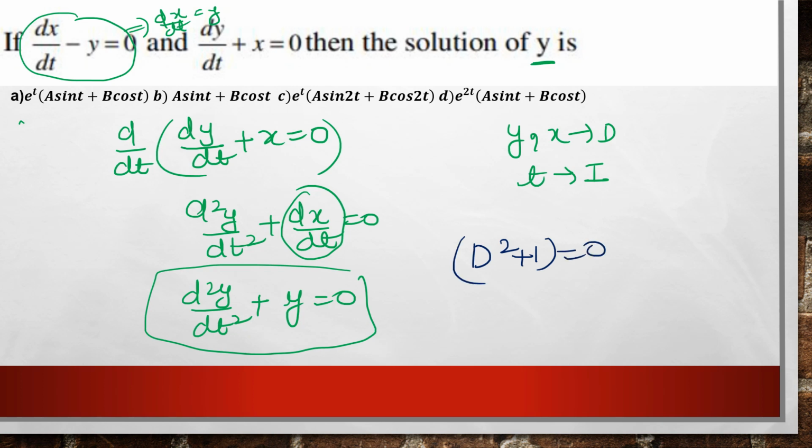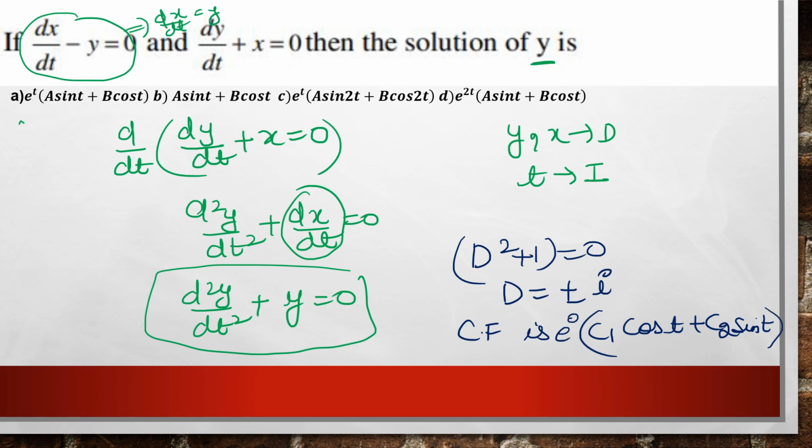So what are the roots? The roots are plus minus iota. So what is the solution? The complementary solution is c1 cos t plus c2 sin t. Right? Because the real part is 0, so e power 0 times something will be 1. So the answer is constant cos t plus constant into sin t. So the e power t options are wrong, this is also wrong, this is also wrong. So B is the correct option, right?